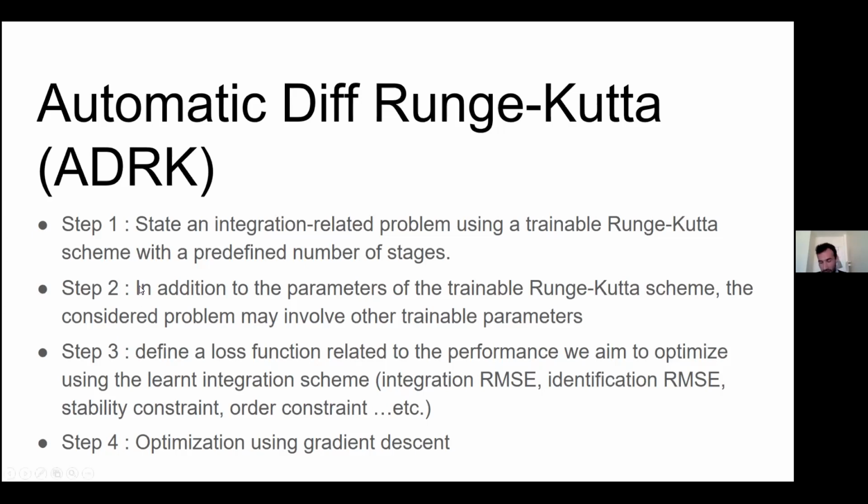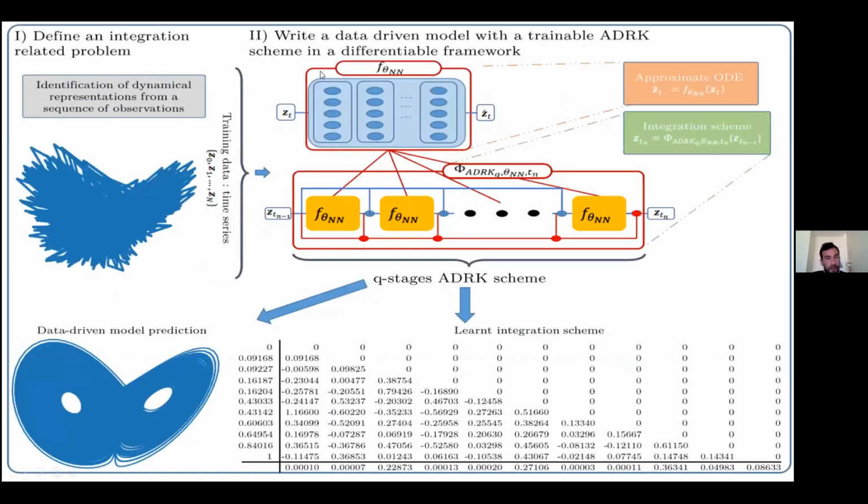We then define the parameters that need optimization. There are necessarily the parameters of the integration scheme. We can as well put some extra parameters, for example, unknown parameterizations for the differential equation, or a data-driven model like a neural network when considering identification of the dynamics. In the third step, we define a loss function that is related to the performance that we want to optimize. For example, we can consider integration root mean square error, identification root mean square error, as well as, for example, stability constraints or order constraints, classical ones on linear equations. And we finally just do optimization using gradient descent.